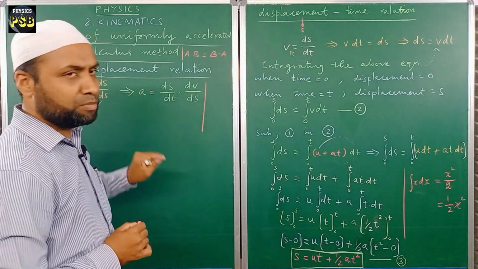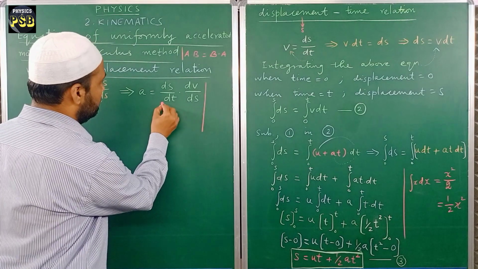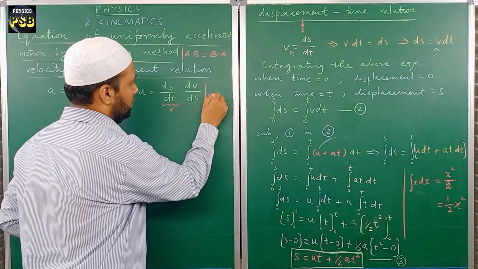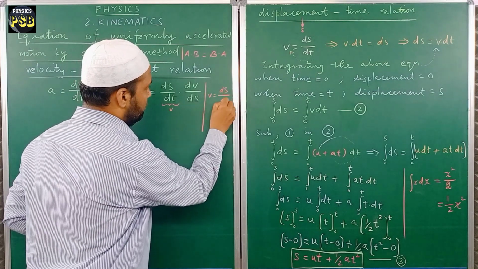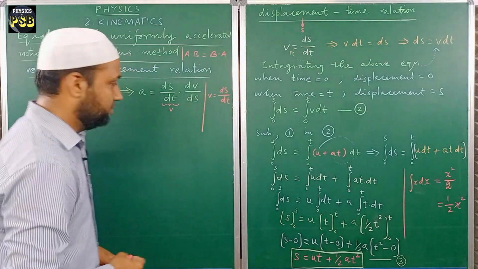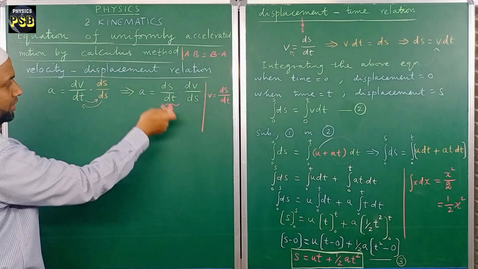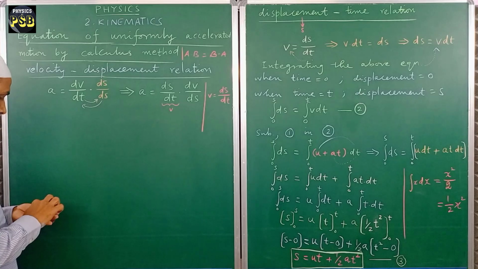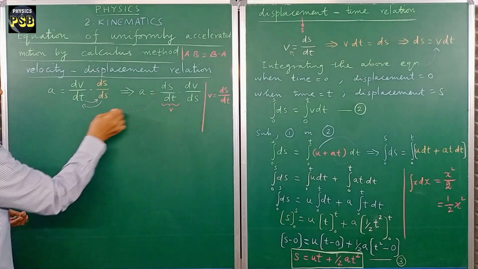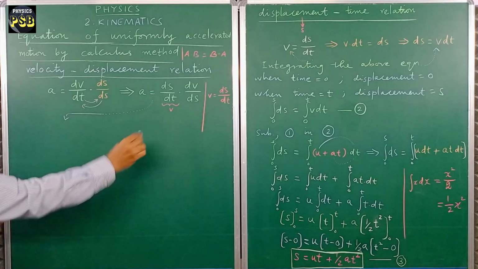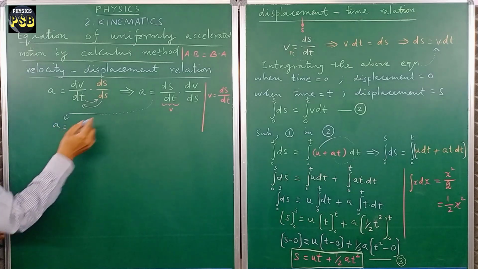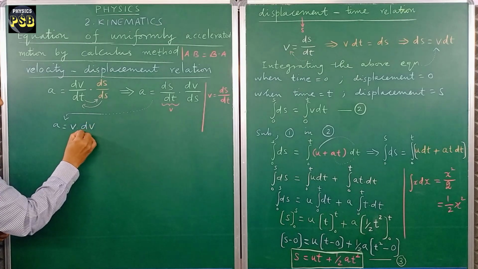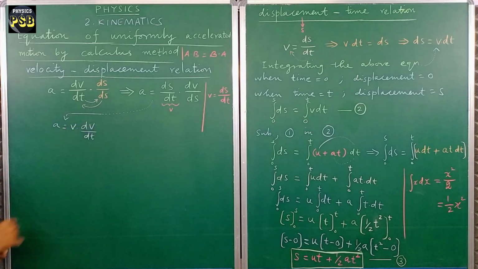The next, we know very well the rate of change of displacement is nothing but velocity. So this term becomes v. The rate of change of displacement is velocity. ds by dt is v. So in the place of ds upon dt, I write v. So this equation turns into this: a equals v dv upon dt.